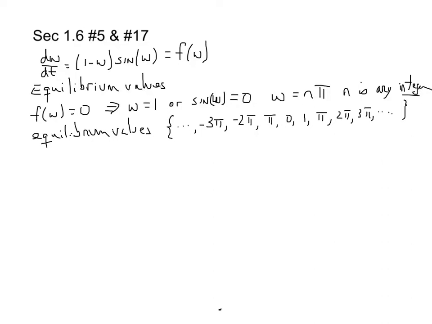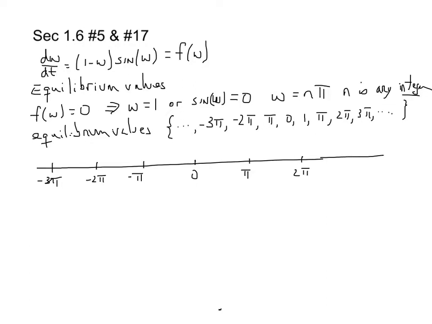To make a phase line, we're going to need to know the sign, the plus or minus sign, above and below each of these values. And so I'm going to make a little sign chart. I'll start here at minus 3 pi, minus 2 pi, minus pi, 0, pi, 2 pi, and 3 pi. And the number 1 is about a third of the way, and so 1 is somewhere around here.